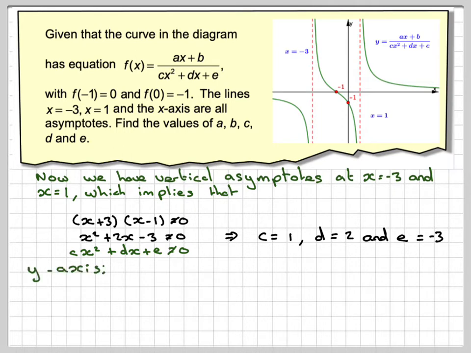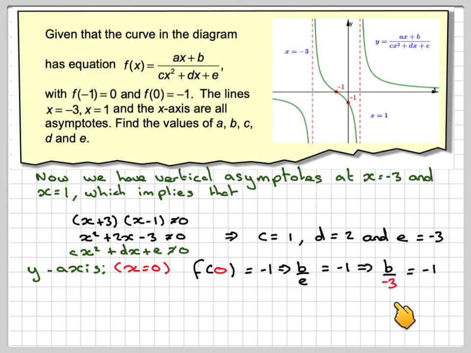Okay, using the fact for the y-axis, so the y-axis is there, it cuts at minus 1. That means f of 0 is minus 1. That would imply, now if x is equal to 0, we're just going to be left with b over e in this. So that means that b over e must be equal to minus 1. We already determined that e is minus 3, therefore we can use the fact that b divided by minus 3 is minus 1. Therefore b has to be equal to 3.